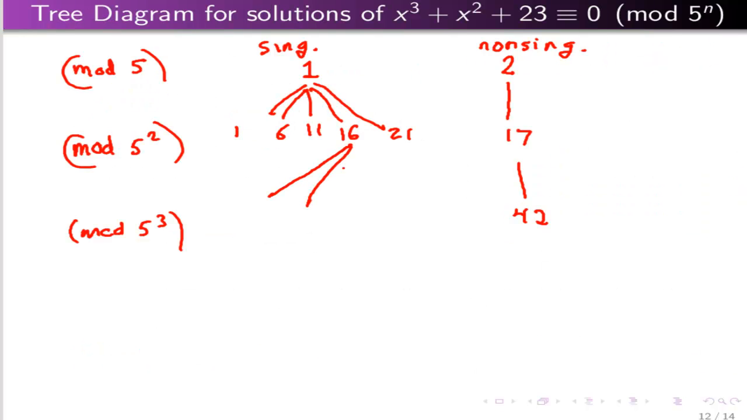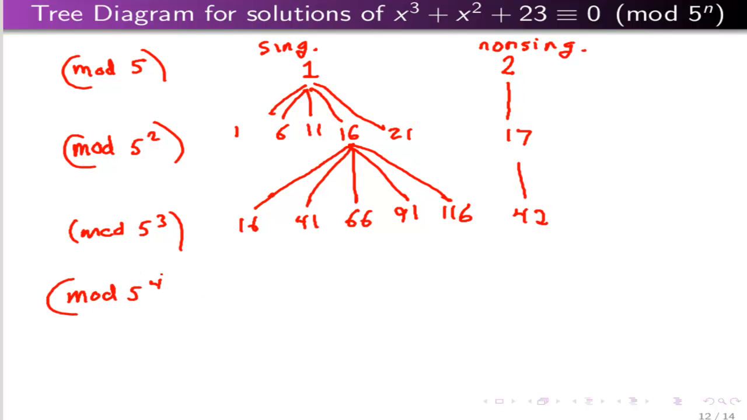and that one lifts because a singular solution, you'll have 5 liftings of it. 16, 41, 66, 91, 116. Now what if we went to mod 5 to the 4th power? You might think this pattern continues.